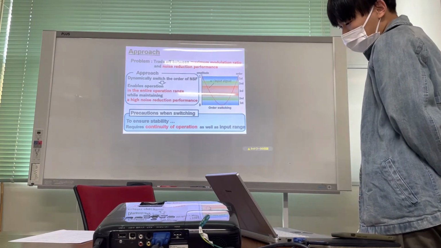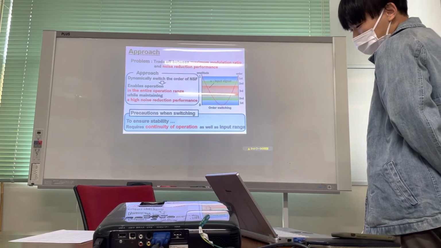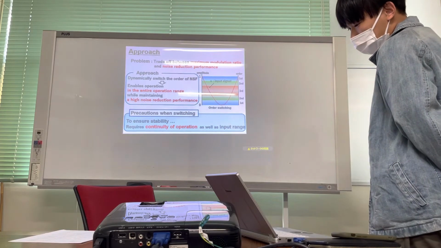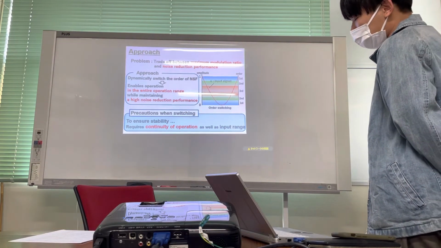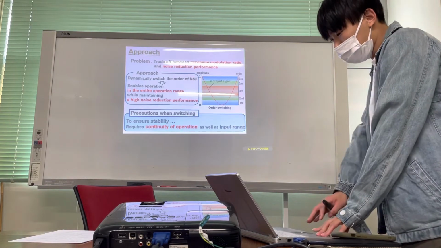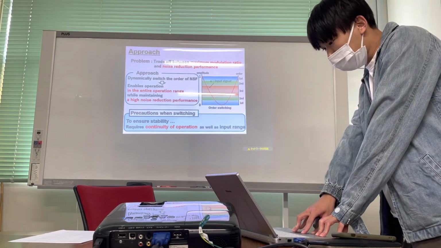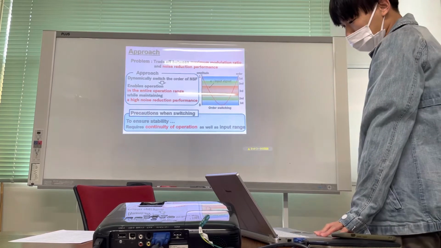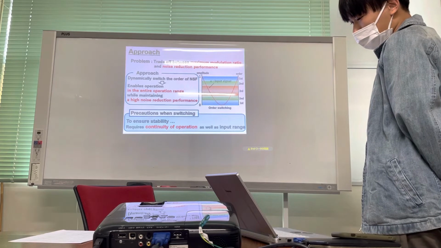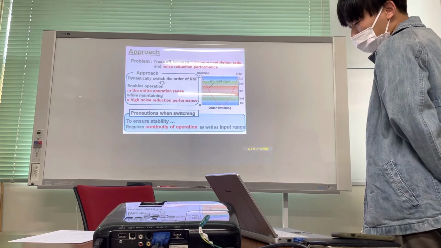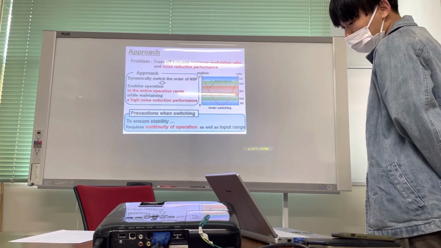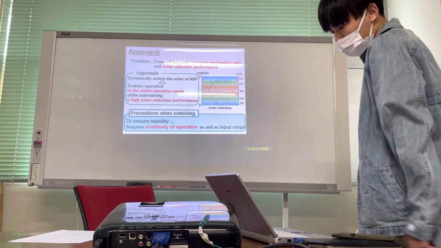According to the input signal value, this enables operation in the entire operation range while maintaining high noise reduction performance. However, the delta sigma modulator is delicate and may become unstable by switching filters, so it is necessary to ensure stability. Therefore, it is necessary to ensure the continuity of operation in addition to the input range.